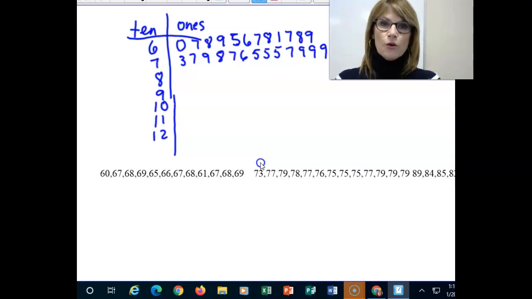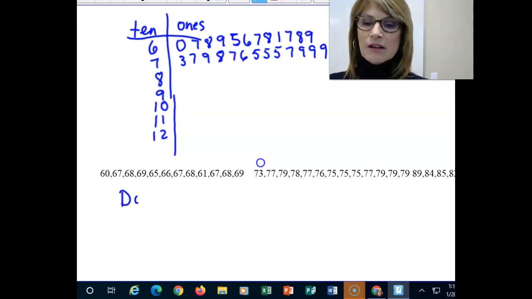And the cool thing about a stem and leaf plot is you can go back and you can recreate your data. So looking at our data, I could read that and say 60, 67, 68, 69. You can get your original data.